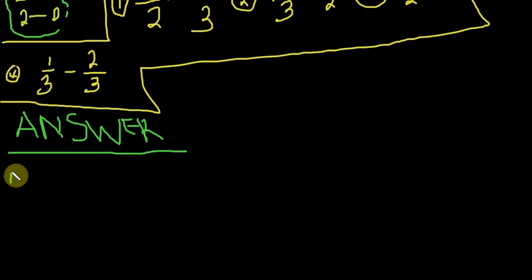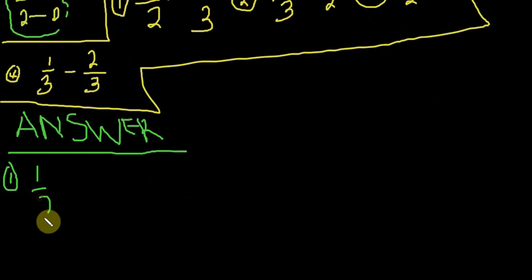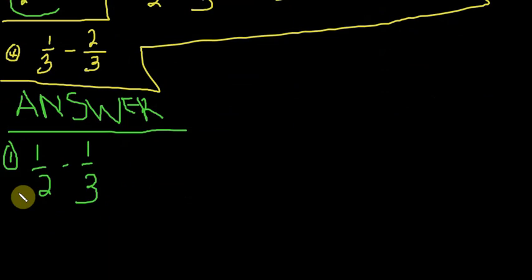So number 1, 1 over 2 minus 1 over 3. To answer this, we write the equal sign, then we write our horizontal line that separates the numerator and the denominator. Remember what we did in our addition video? That's exactly what we do. We find the lowest common multiple. What is the lowest common multiple of 2 and 3?